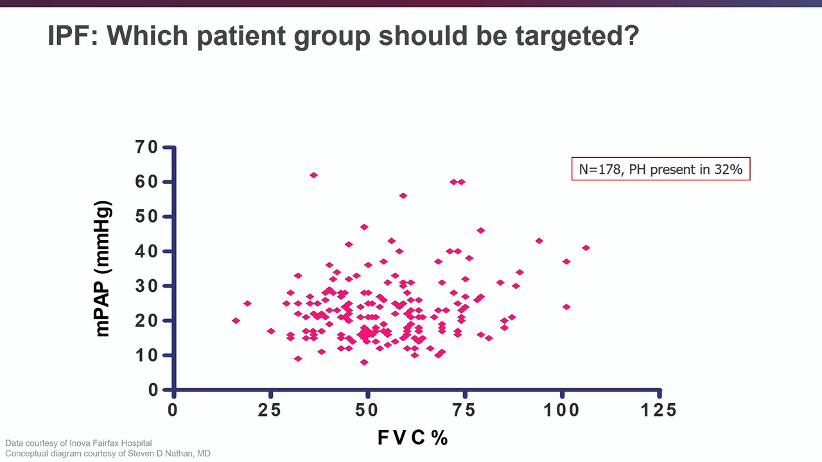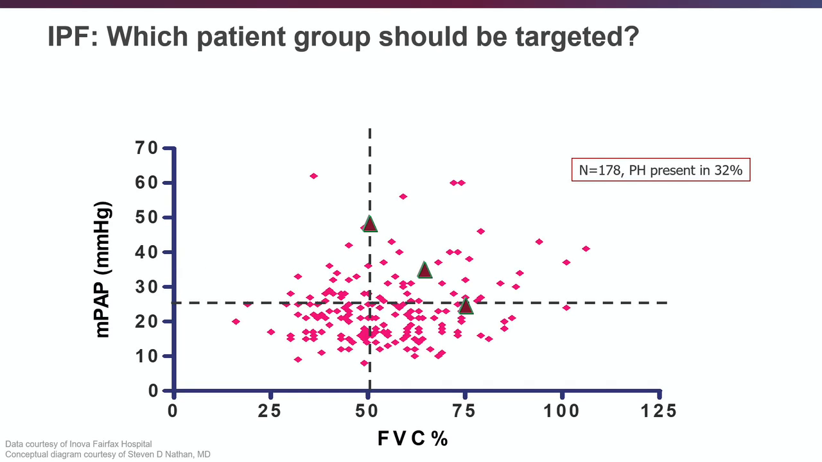Another concept slide is in terms of which patients with IPF to target. There is not a good correlation, as you can see from the slide, between the FVC and the mean pulmonary artery pressure. It's a little bit of a scattergram. So who do we target with treatments? Is it those patients with more severe pulmonary hypertension, MPAP 35 or more? Is it those patients who have less restriction, an FVC of 50% or more? Or do we take it down to 25 or even down to 20?